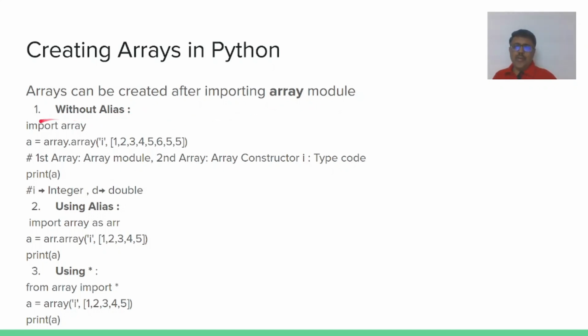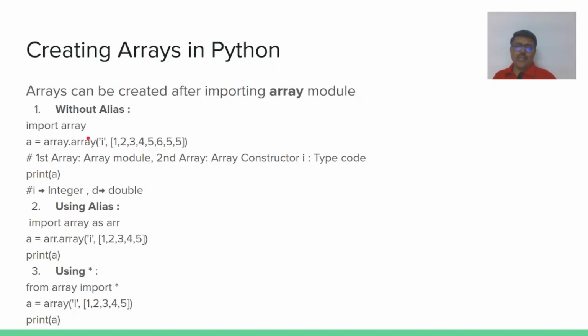A module can be imported in three different ways. One is without an alias, as it is. That means you import a module and use the name of the module to access it. That is one way of doing it. So you are just creating a variable called A, and A is nothing but an array. You give the module name, and then you construct the array.